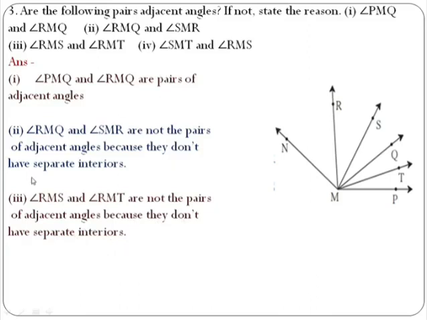Now, fourth one, angle SMT and angle RMS. Again, we will go to the diagram. Here, these two angles, angle RMS and angle SMT, have common vertex, common arm MS and separate interiors. If you look at the interiors of angle RMS and angle SMT, the points in the interior of one angle do not lie in the other angle. Therefore, these two angles are adjacent angles.